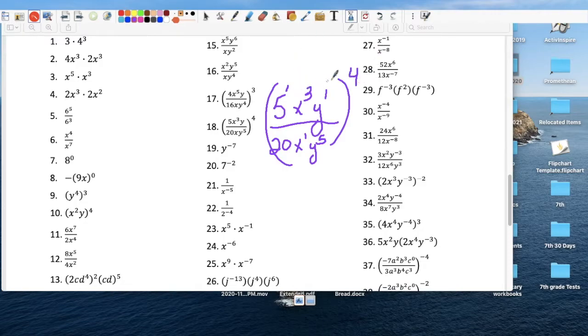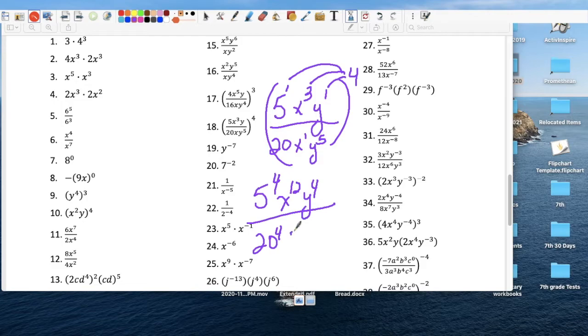What you have to do is make sure all the factors are raised to the 4th power. So the easy way is to just multiply exponents. We get 5 to the 4th power, x to the 12th, y to the 4th. The bottom: 20 to the 4th power, x to the 4th, and then y to the 20th. Let's simplify that. So we get 5 times 5 times 5 times 5.